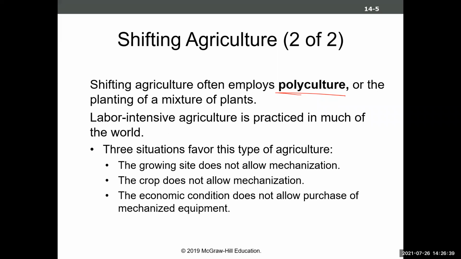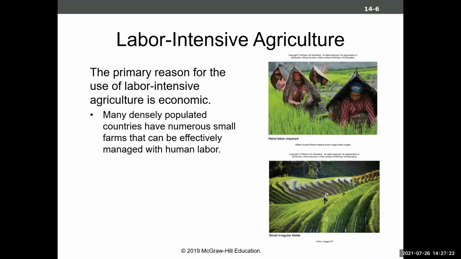And this type of shifting ag is pretty labor intensive and is actually practiced in a lot of areas around the world. The areas in which it's practiced are where sites don't allow for the machines to come in, the crop doesn't allow for mechanization so you can't really use machines on that specific crop type, or the economic condition doesn't allow for the purchase of the mechanized equipment. So basically the population, the culture, the people doing the shifting ag method just can't afford the machinery, or they can't afford to pay for the repairs and the maintenance of the machinery that it takes to run those big mechanized operations.